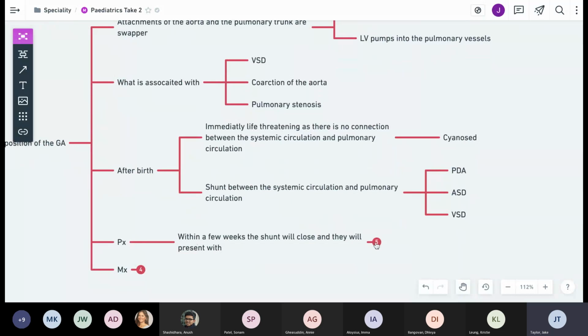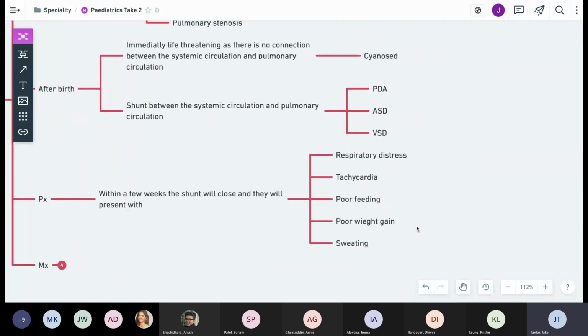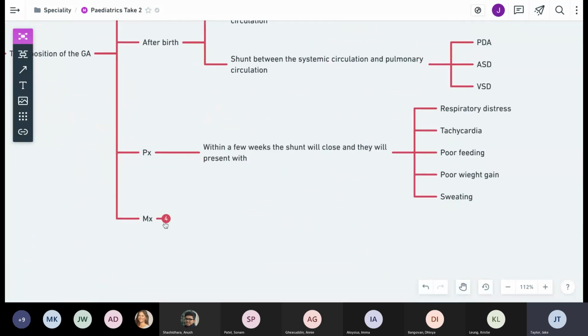So these patients can present a bit later, but they tend to present early enough when the patent ductus arteriosus stops working initially. And when they do, again, you see a common theme there. Cardiac things present with respiratory distress. Tachycardia as well, poor feeding, poor weight gain, and they can sweat as well, these babies.